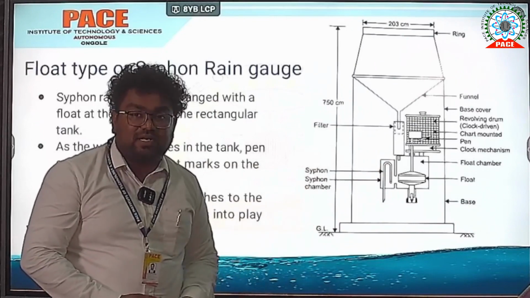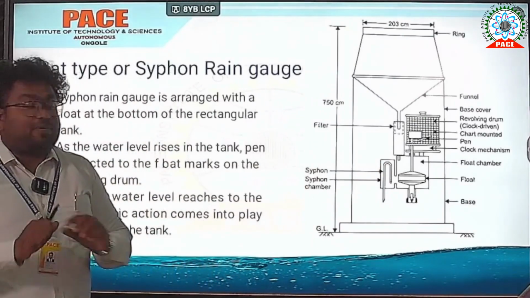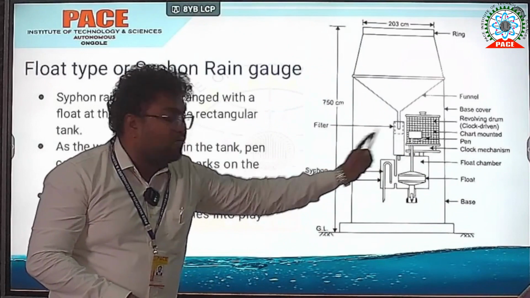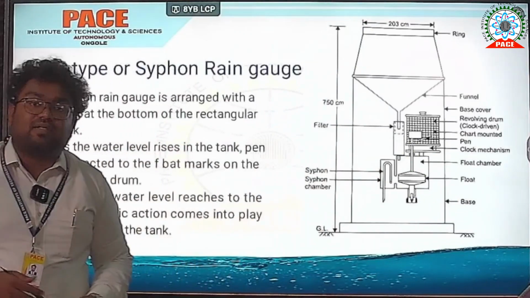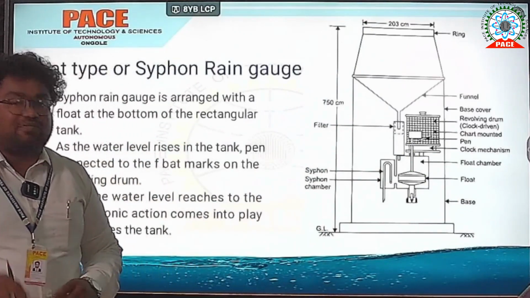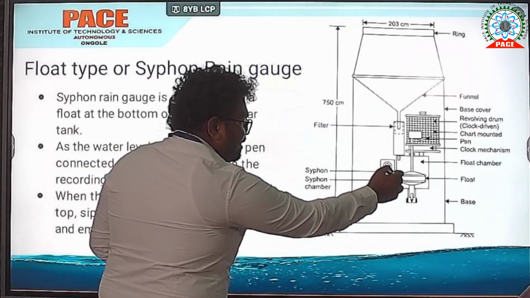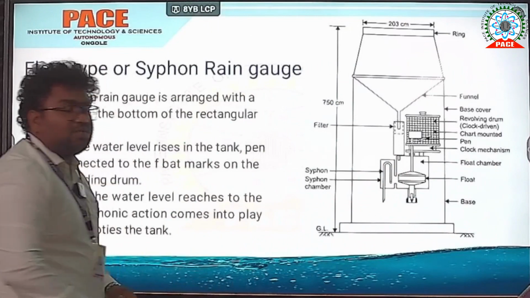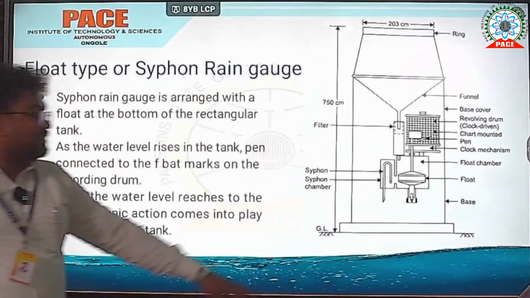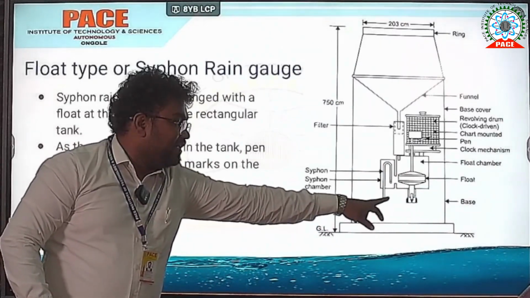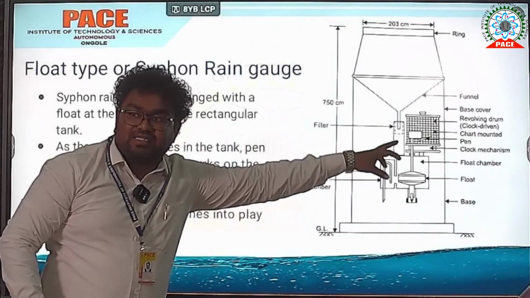What happens if the float chamber is completely full? Then the siphonic action starts. How does the siphonic action start? Whenever this float gets to this position, the water automatically moves out through this pipe. This is an exit pipe. This has nothing to do with the inside chambers.